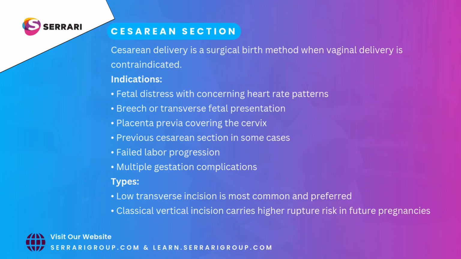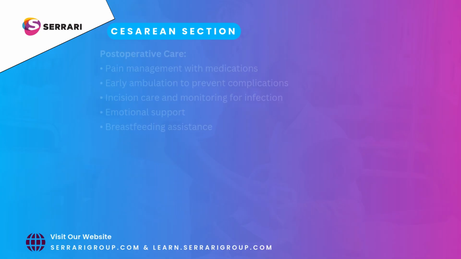Placenta previa covering the cervix. Previous cesarean section in some cases. Failed labor progression. Multiple gestation complications. Types: low transverse incision is most common and preferred. Classical vertical incision carries higher rupture risk in future pregnancies.